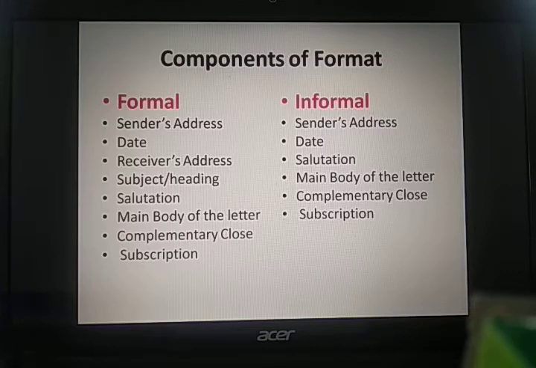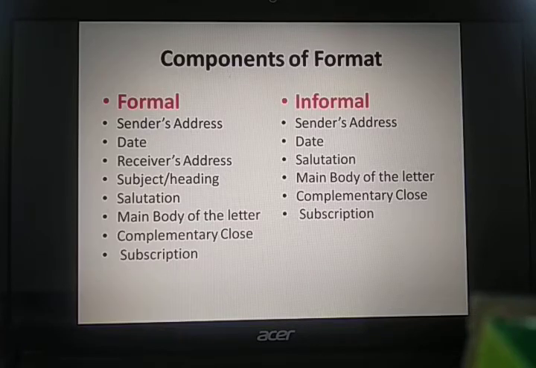Then the salutation. Salutation, you know, sir, madam, respected sir, dear father. That is called salutation. And then the main body of the letter means the main content where you will write. And here you have to write 60 to 80 or 80 to 100 words. Okay, main body of the letter. And then the complimentary clause means you write thanking you, best regards, or with the best wishes. That is complimentary clause. And at the last, subscription, that means yours faithfully, yours sincerely, yours affectionately, and then your name and signature. Okay, these are total 8 parts.